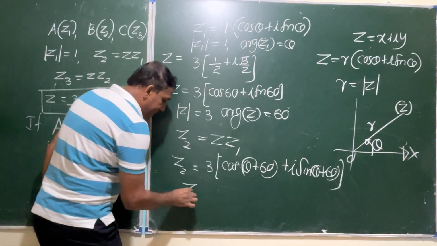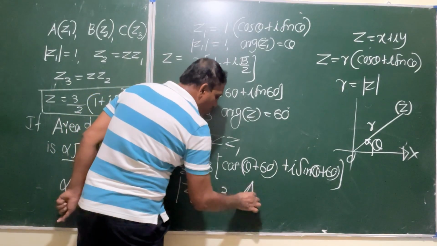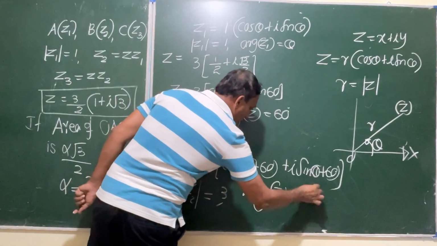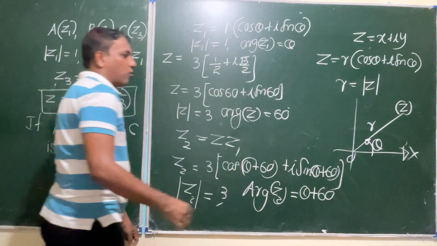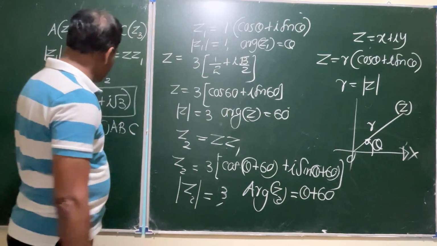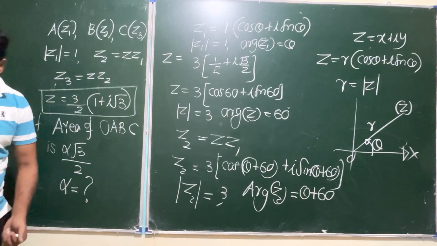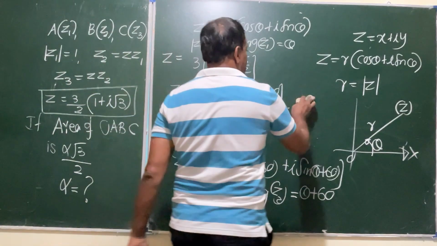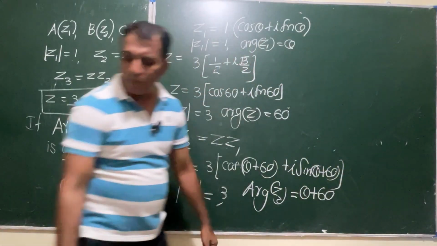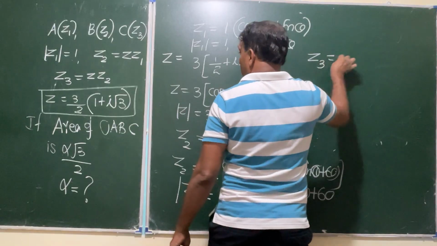Okay, therefore, what is the modulus of Z2? 3, and the argument of Z2 is theta plus 60, okay, right. So you know Z, you know Z1. Now we come back to Z3. What is Z3? Z3 is Z into Z2, right? Z into Z2 is Z3. Come back and complete its polar form. Then finally, we can place it. So therefore, Z3 equals Z into Z2.